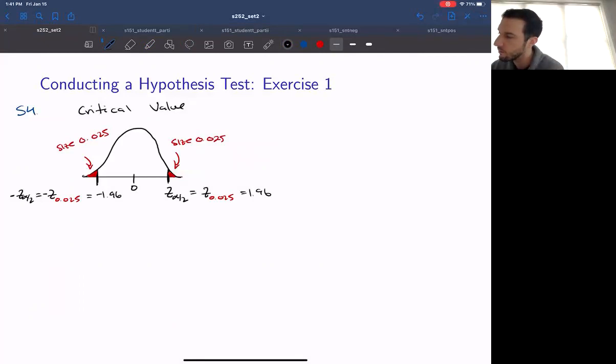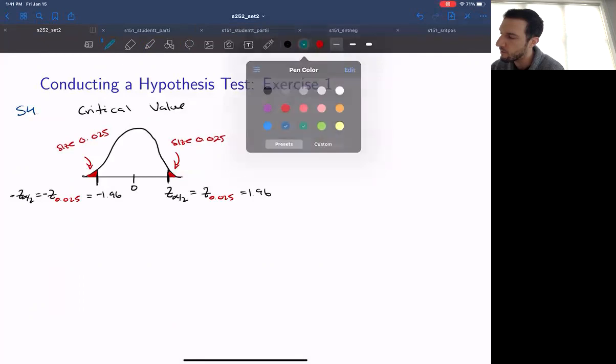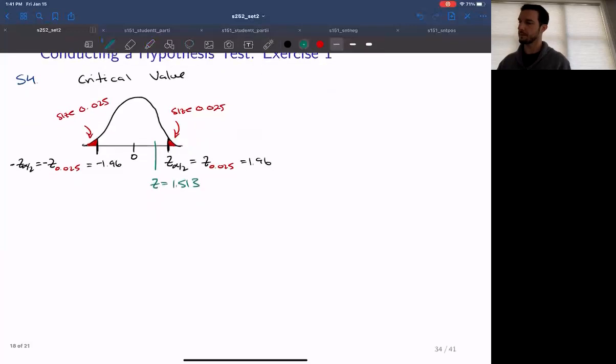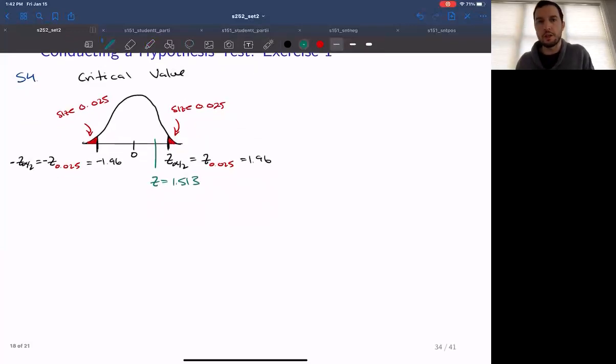The test statistic was 1.513. If we mark down the test statistic, we can see that it's located right about here. Based off of the illustration of the critical value, we can see the test statistic is not inside the lower or upper rejection regions. So this will be a situation where we do not reject H naught.